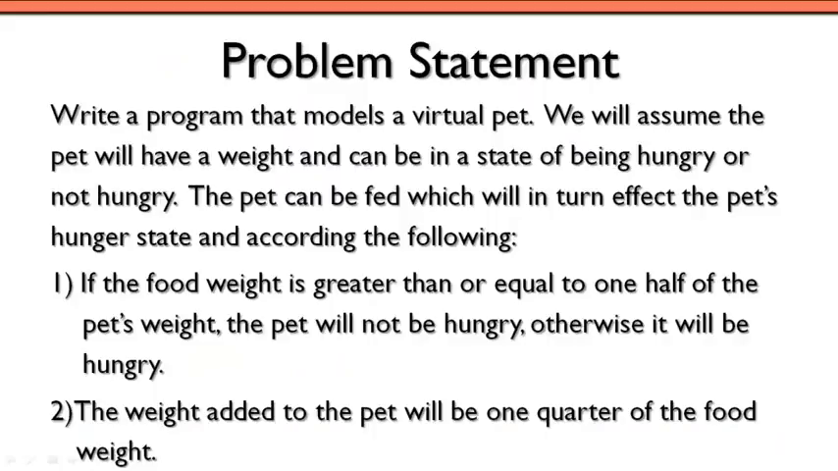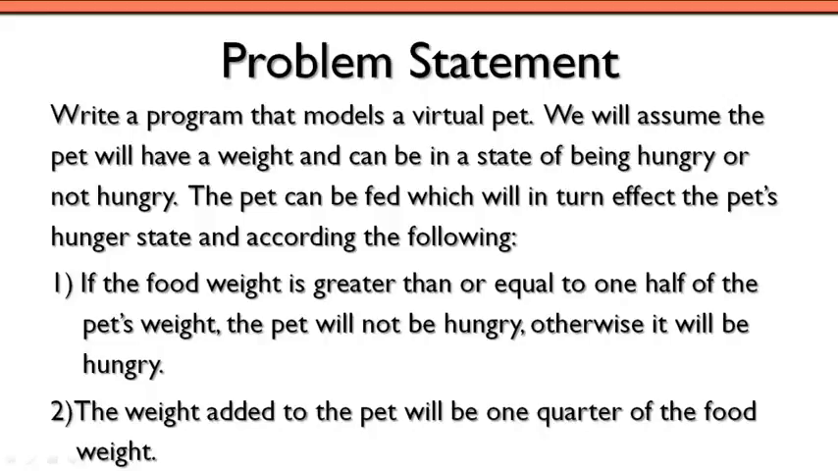Okay, so let's take a look at our problem statement for our next program. And whenever we develop this particular program, we'll look at a lot of the technical details in terms of defining our own type. So we want to write a program that models a virtual pet. So we'll assume that the pet has a weight, and it can also be in a state of being hungry or not. And we can also feed this pet. So whenever we feed the pet, if the food weight is greater than or equal to 1/2 of the pet's weight, the pet will not be hungry. Otherwise, it will be hungry. And the weight added to the pet will be 1/4 of the food weight.